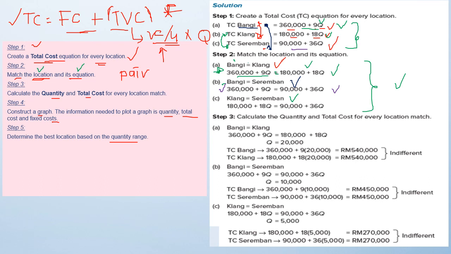And the last match is Kelang and Seremban over here. Okay, so Kelang and Seremban, the equation for Kelang is this one, 180,000 plus 18Q. And we match with Seremban 90,000 plus 36Q. So we have matched the location. And we also have matched the equations. So kita match location dulu. And then we copy the equations that we have constructed in step number 1. And we match the equation according to the location match. So that is for step number 2.